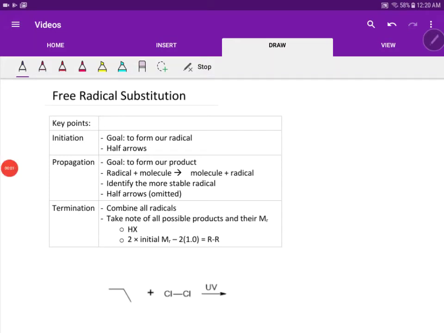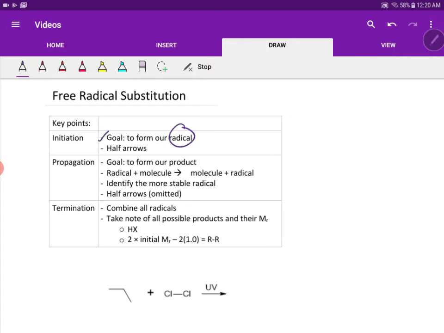Hi everyone, today we are going to talk about the first two steps of the free radical substitution mechanism. Before we tackle this mechanism, we need to understand the goal behind each of these two steps. The first step's goal is to form our radical.